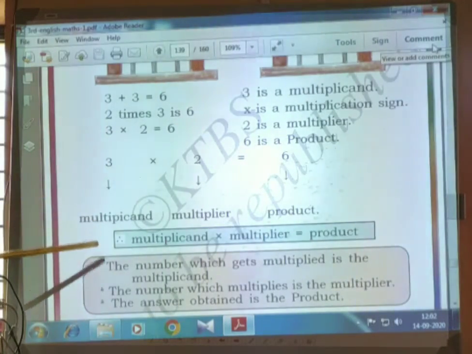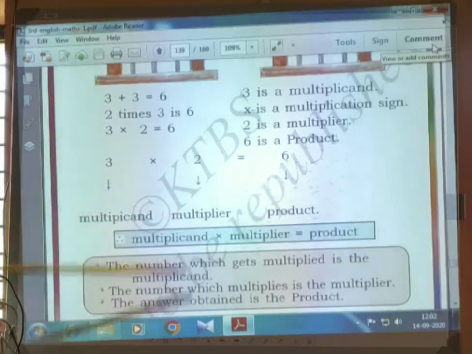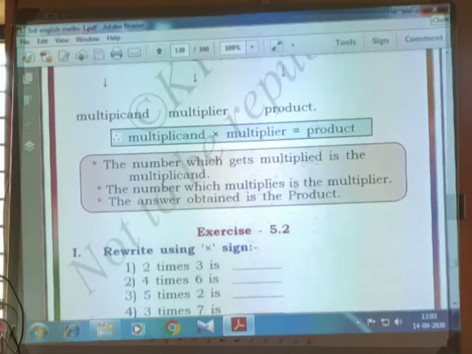For this number we will call multiplicand, and this one multiplier, and this is product. Okay. Some important points. The number which gets multiplied is the multiplicand. The number which multiplies is the multiplier. The answer obtained is the product. Got it? What is multiplicand? What is multiplier? Then what is product?